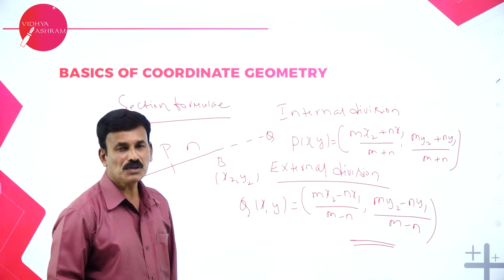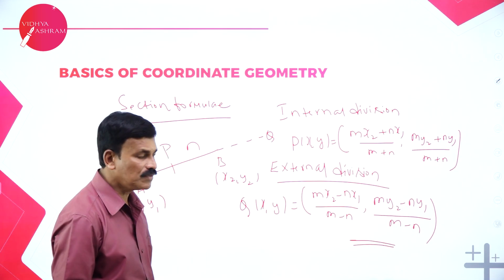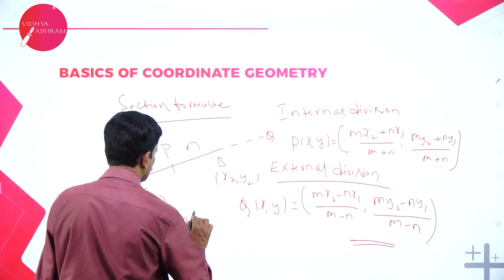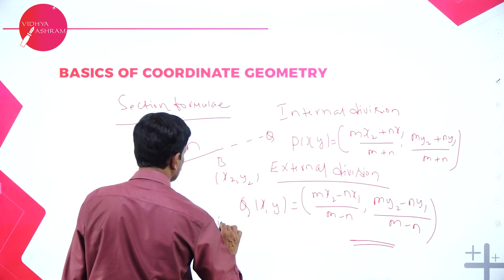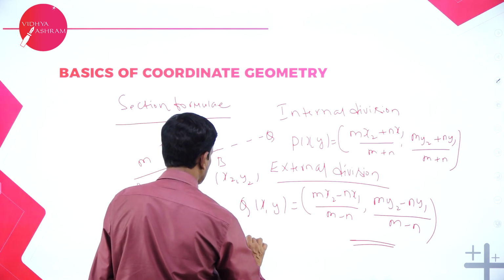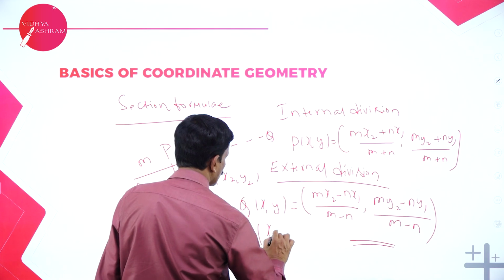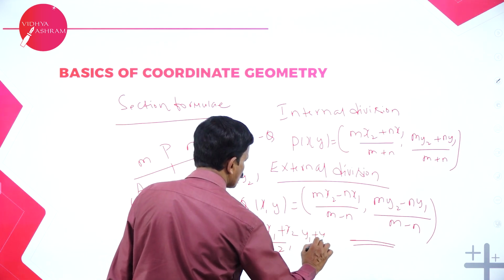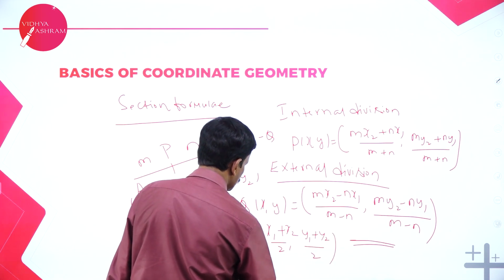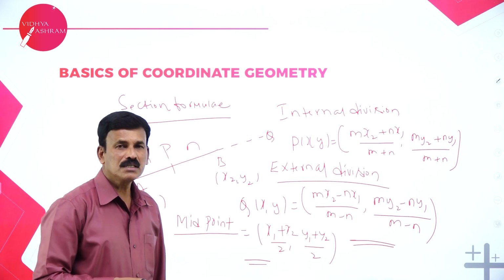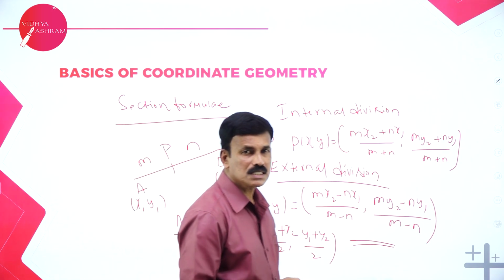Now suppose it divides in the ratio 1:1, then we will get the midpoint. So the midpoint of the line joining the points A(x1, y1) and B(x2, y2) is given by ((x1 + x2)/2, (y1 + y2)/2). So that is the section formula and the midpoint formula. You might have studied all these things in your previous classes itself, right?